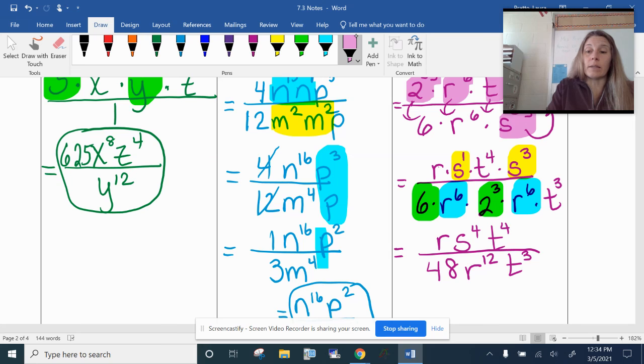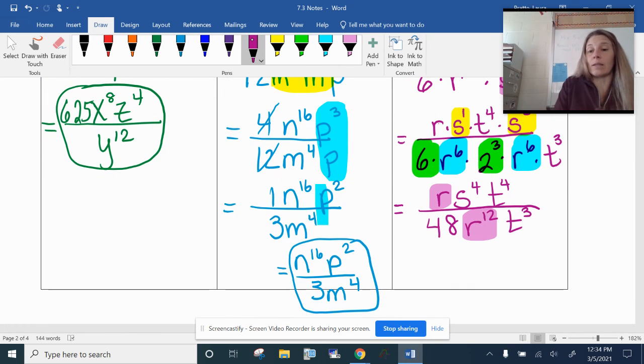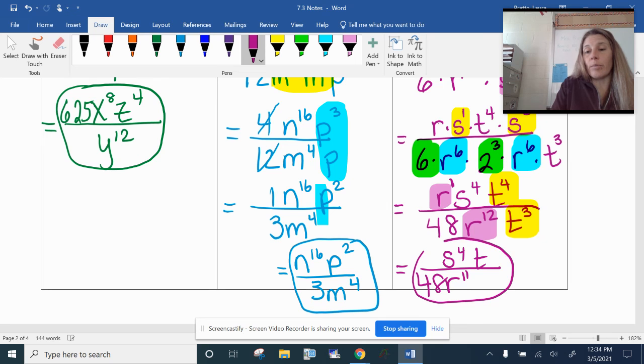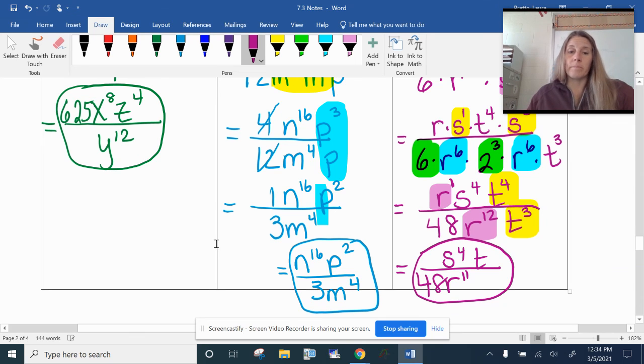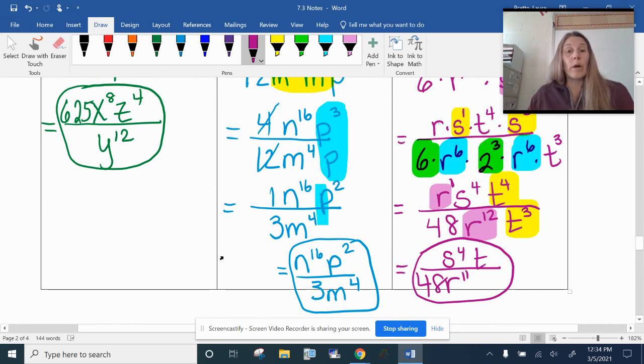And then the last thing I need to do is simplify my r's. So that's going to be subtraction now because I'm dividing. So when you're dividing, you subtract the exponents. Remember, that's really a 1 there. So 12 minus 1 is r to the 11th. And then the t's, 4 minus 3, which is a 1, and that's going to go on the top. And that's it. So hopefully that helps you see how you're going to use all the different properties of exponents to simplify an algebraic expression.